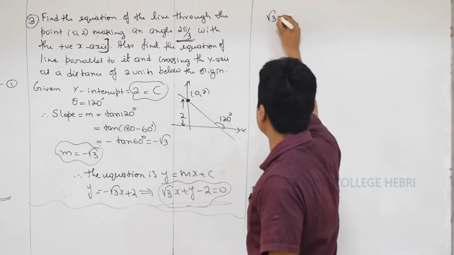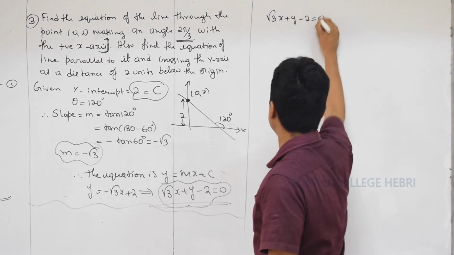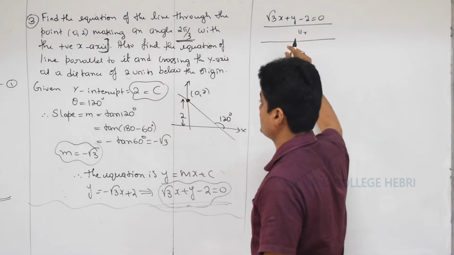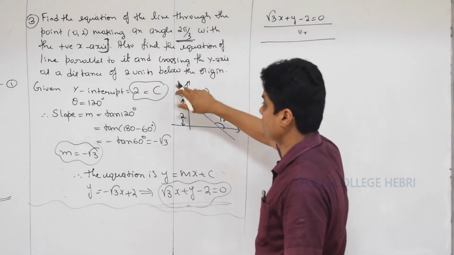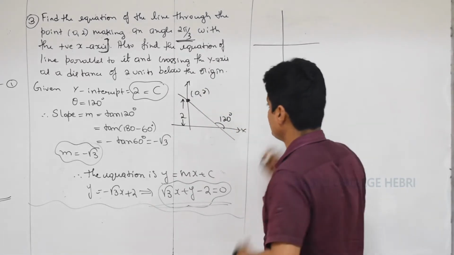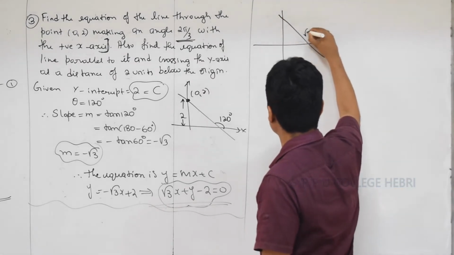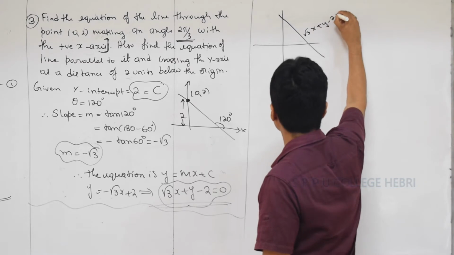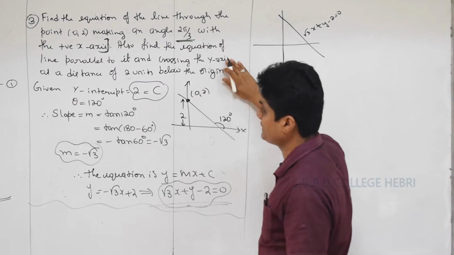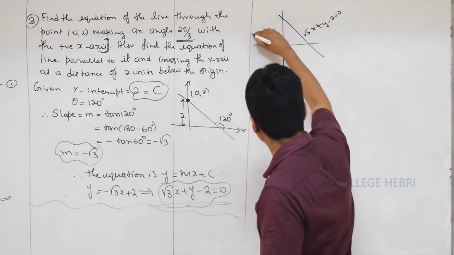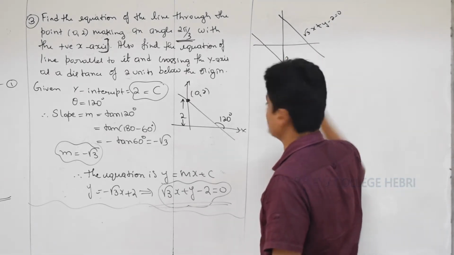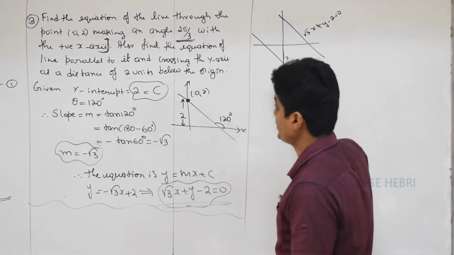So we have to find out now an equation, suppose this is a line, we have to find out the equation of another line which is parallel to the above line and crossing the y-axis at a distance 2 units below the origin. Okay, so suppose if I write the proper diagram. We saw the line is like this. This is the line root 3x plus y minus 2 is equal to 0. So we have to find the equation of another line which crosses the y-axis at a distance 2 units below the origin, like this. This is distance 2 below the origin. So we need to find out the equation of this particular line.